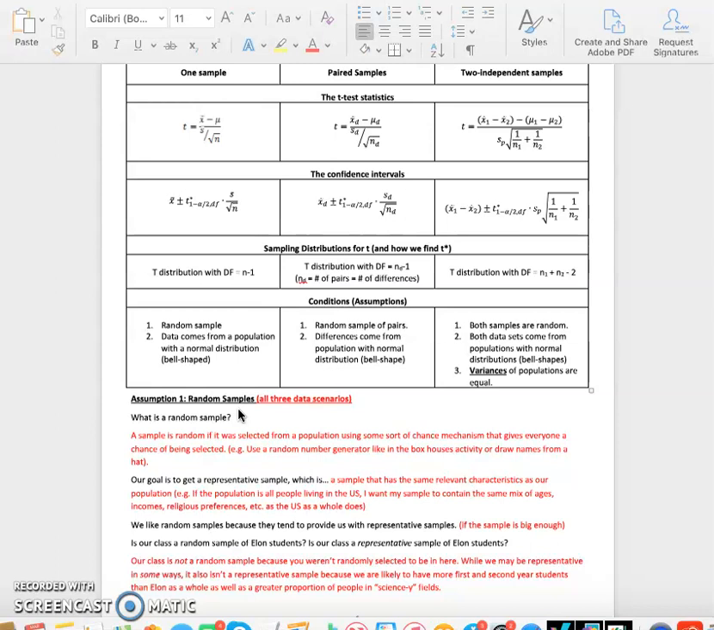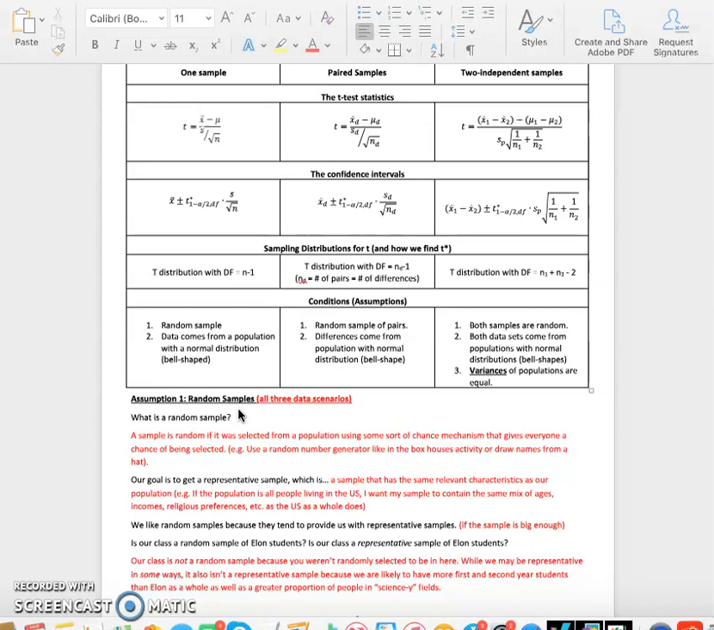Other common examples are things like drawing names from a hat. Maybe you've got some way of rolling a die or flipping a coin or something like that. And the reason that we really like random samples is because our overall goal is actually to get a sample that's representative. And when we say a representative sample, we mean that our sample looks like the population.